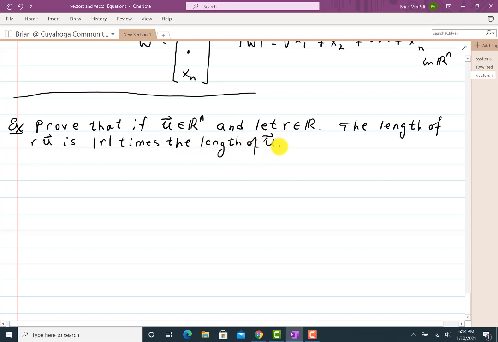And let's prove that. So typically what you might write to indicate that you're going to prove it is something like this, proof. So let's go ahead and do it.